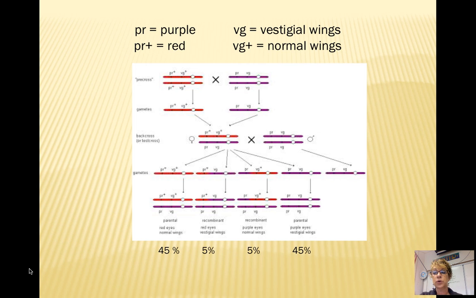To see if the genes assorted independently, Morgan did a back cross. He mated the heterozygous F1 flies with purple vestigial flies.